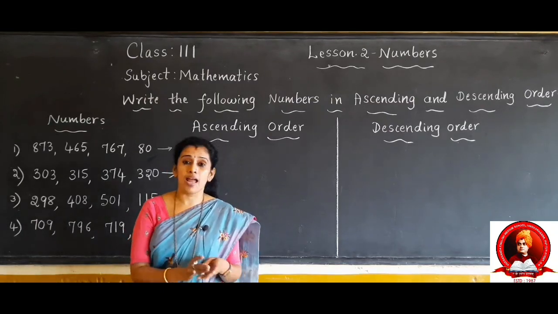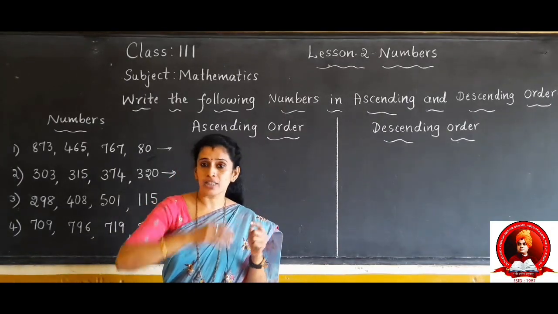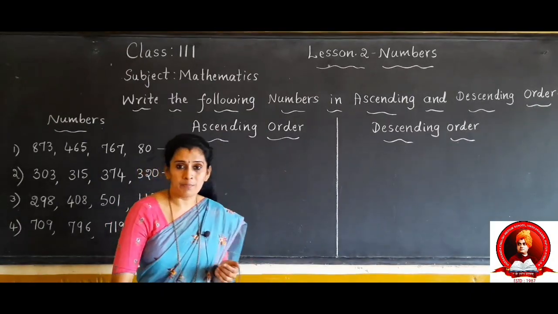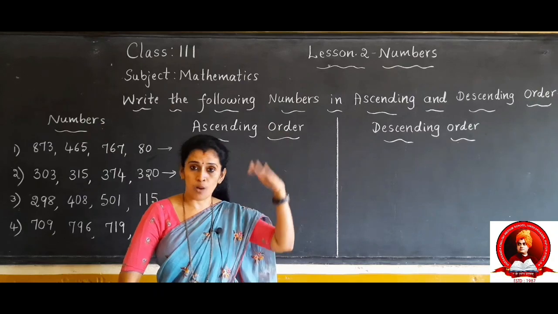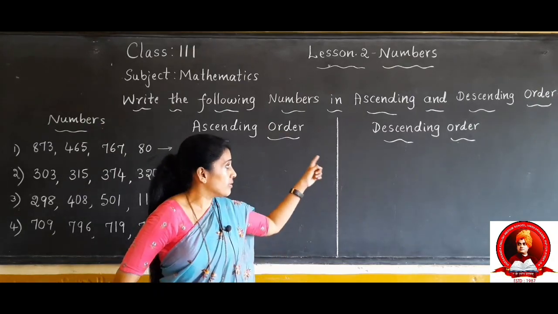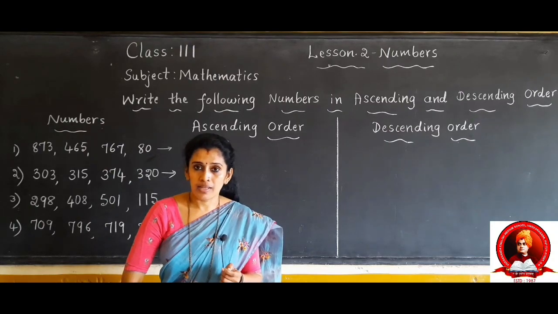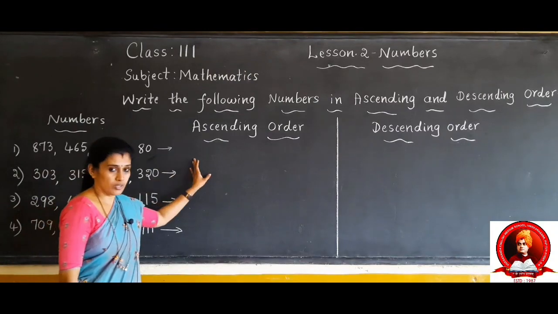Like, see the ladders, remember the ladders? While climbing the ladders, we can give that as an example of ascending order, right? And while coming down from the top of the ladder, we can say that is an example for descending order, right? Now, let us write these numbers in ascending order.